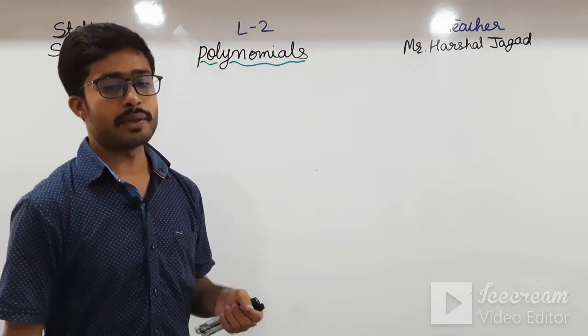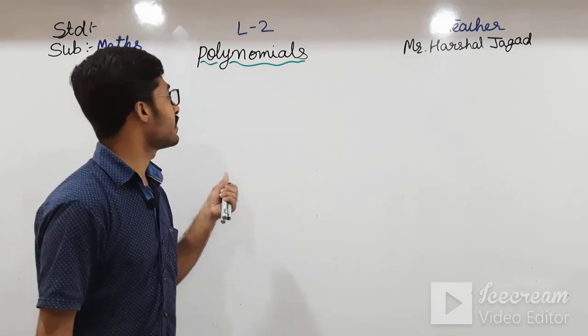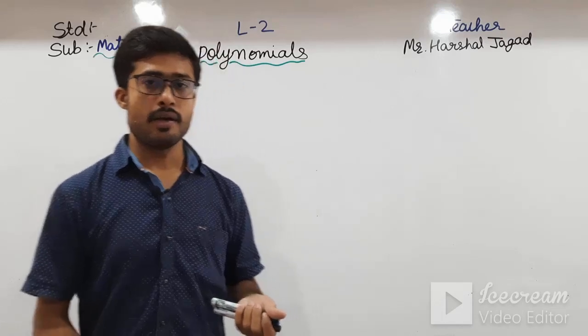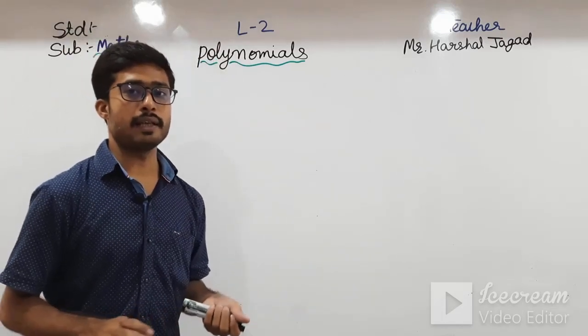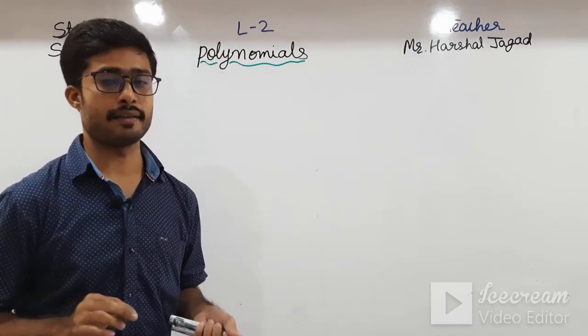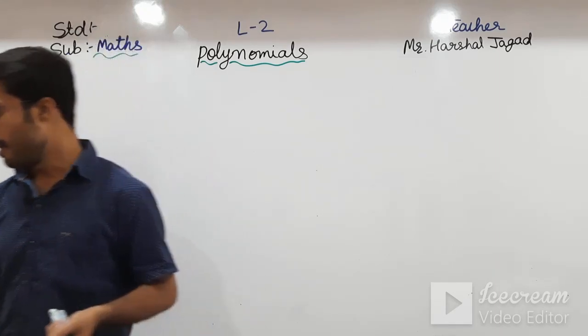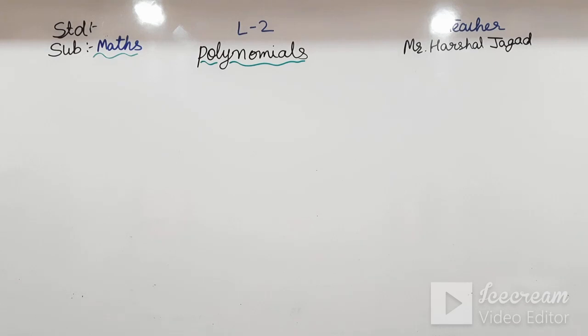We are ongoing with chapter lesson number 2, that is polynomials. In that we have just seen all the identities up to the 7th. Okay students, now we will see identity number 8. Now what is identity number 8?